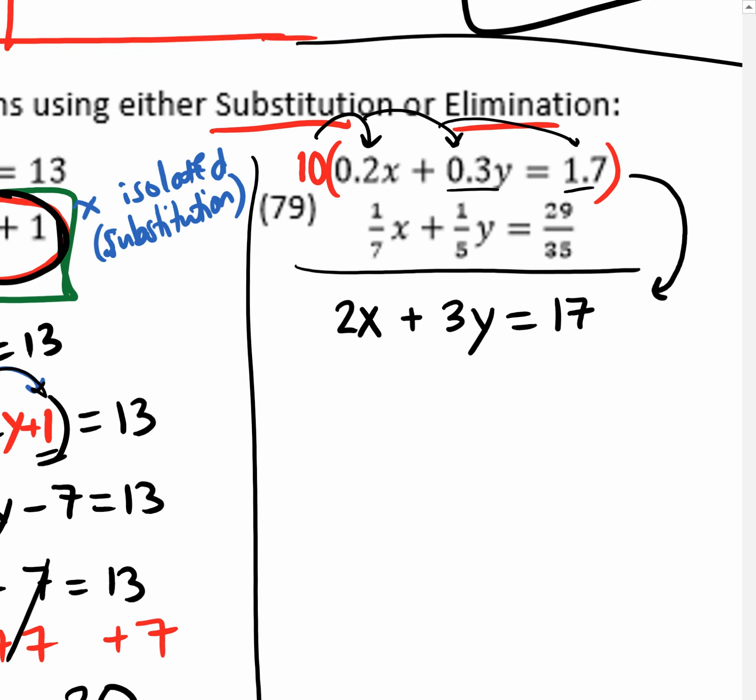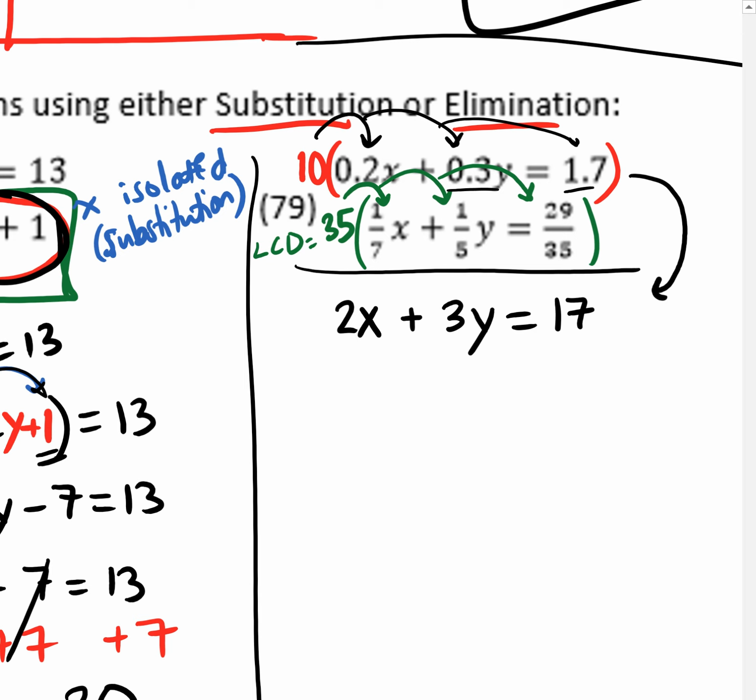And then for the second equation, you have a bunch of fractions. I'm going to multiply by the least common denominator to try to knock out all those fractions. So I see my denominators are 7, 5, and 35. The LCD is going to be 35. So see what happens. That times this fraction, that times that fraction, and then times the last one.